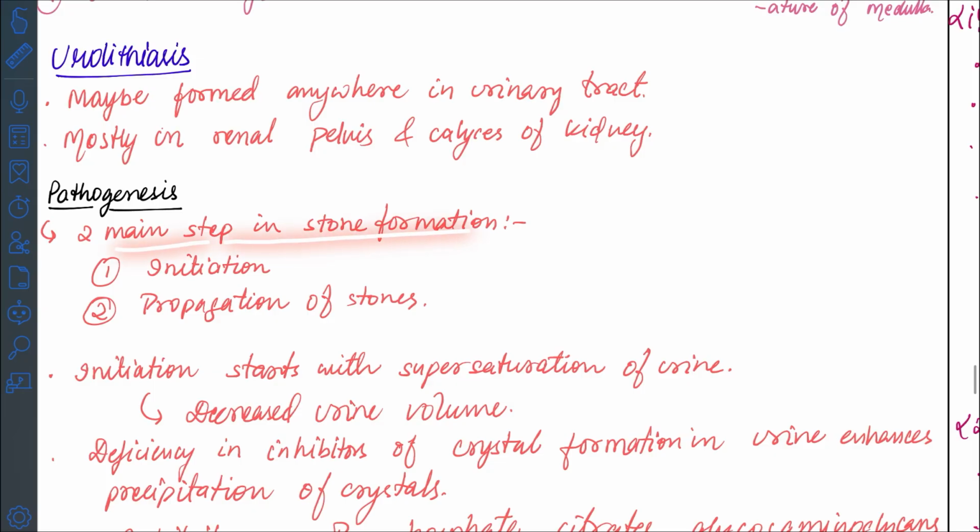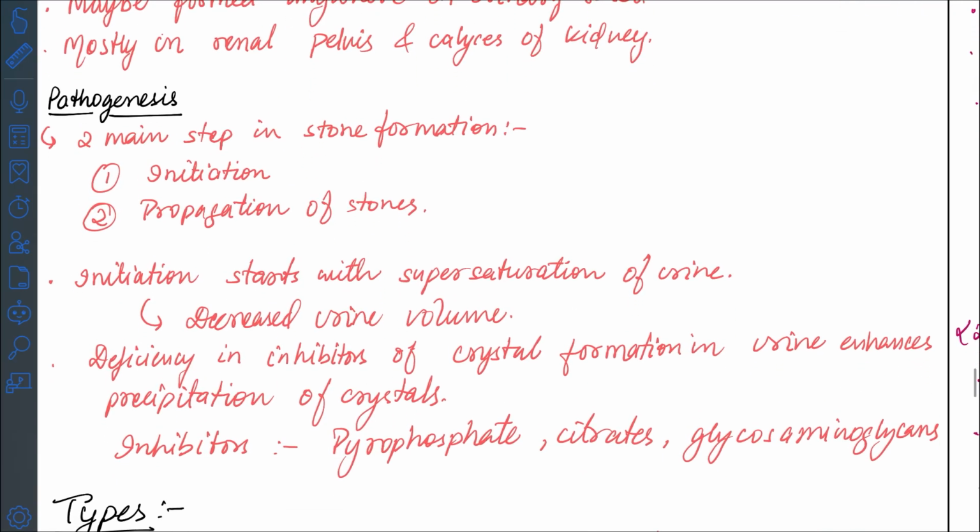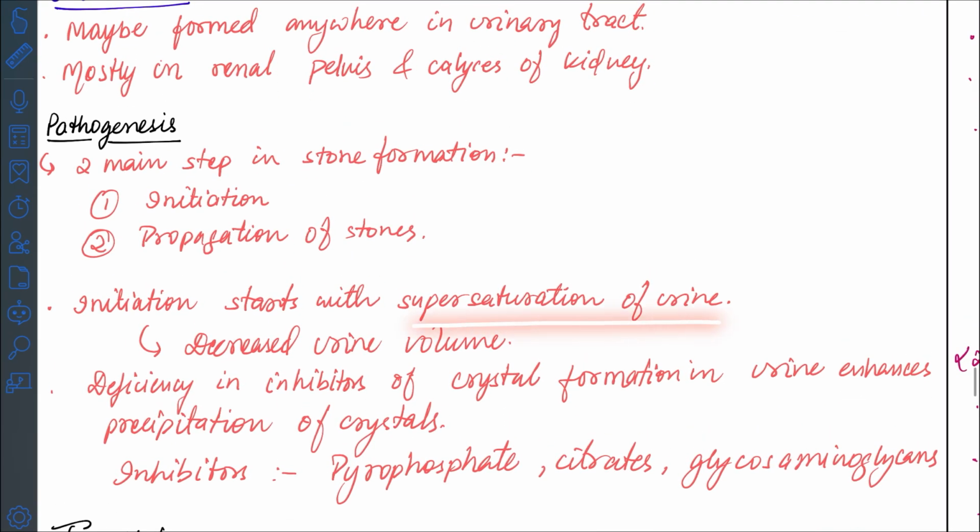Pathogenesis is mainly seen in 2 steps. First is initiation, second is the propagation of stone. Initiation starts with the supersaturation of urine. When the urine starts to supersaturate, there is decrease in volume of urine, and there is deficiency in inhibitor of crystal formation in urine, which enhances the precipitation of crystal.